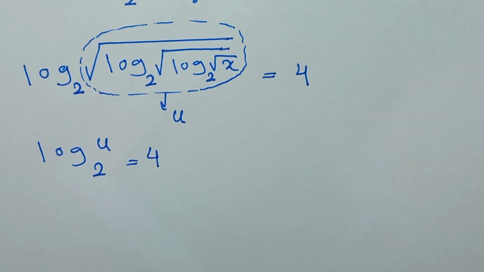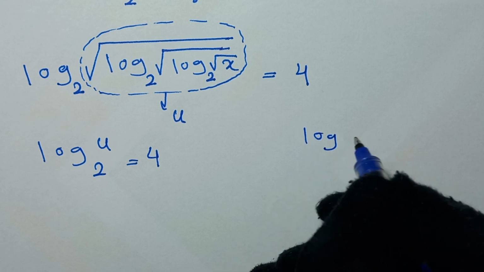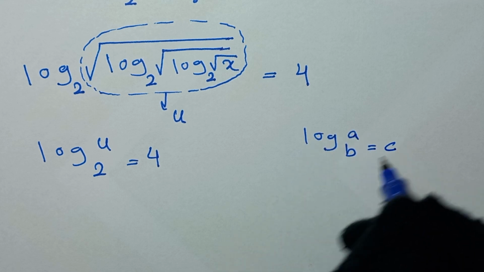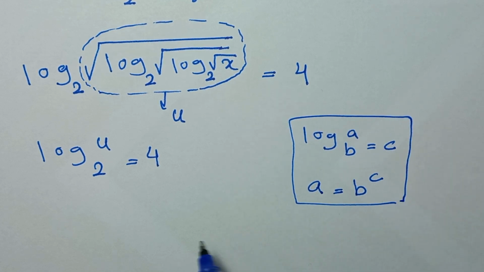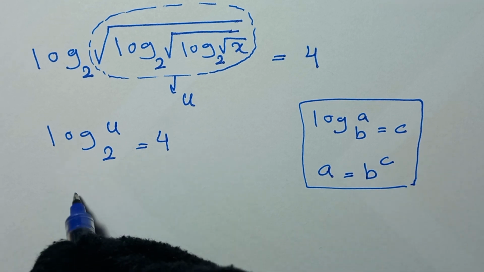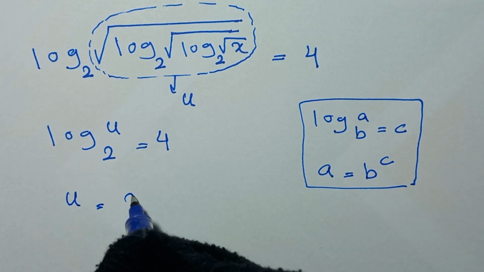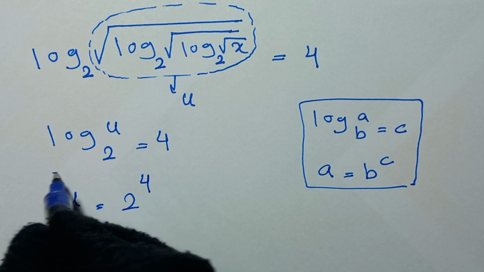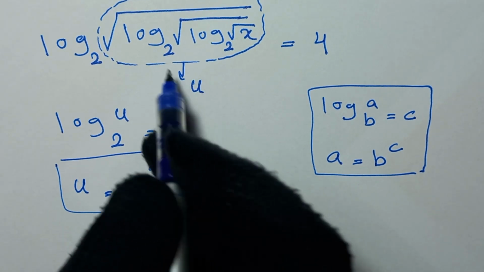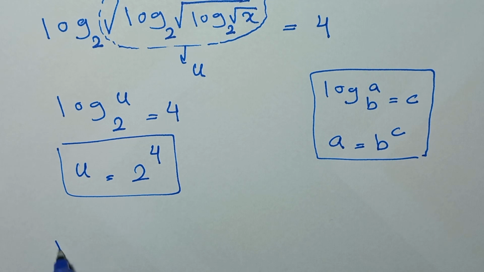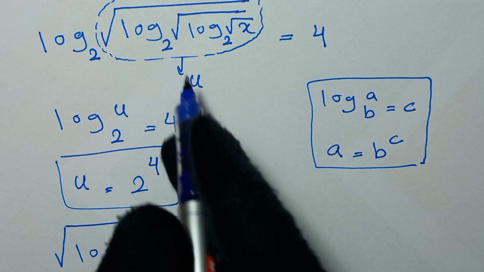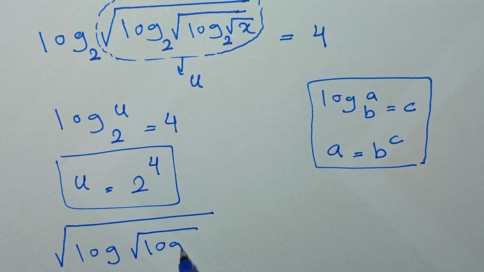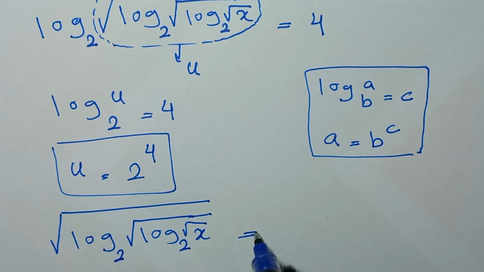As you know from log rules, if we have log of a to base b equal to c, then a is equal to b to the power of c, right? So from this formula, u is equal to 2 to the power of 4. Here u is the square root of log of square root of log of square root of x, with base 2 for all these logs, equal to 2 to the power of 4.